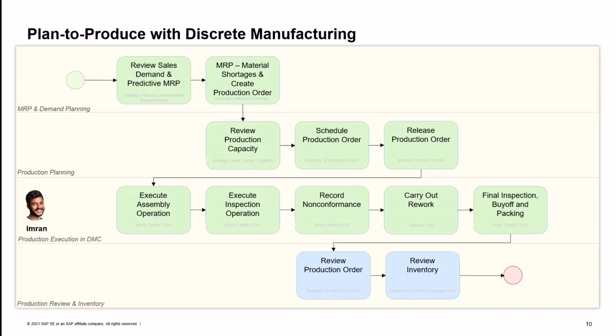So to recap on the execution within DMC, Imran was able to execute the assembly operation, reviewing the visual work instructions and collecting some data. Then he carried out the inspection and confirmed the material consumption, which led to the recording of a non-conformance and creating a rework operation. After completing the rework, he re-inspected the bike and approved the buy-off for the non-conformance. Now Jerry will go back into S/4HANA Cloud and review the production order and check that the inventory has increased.